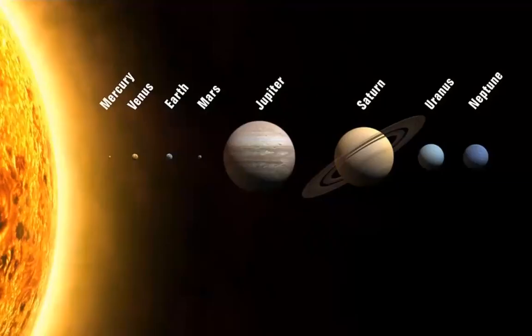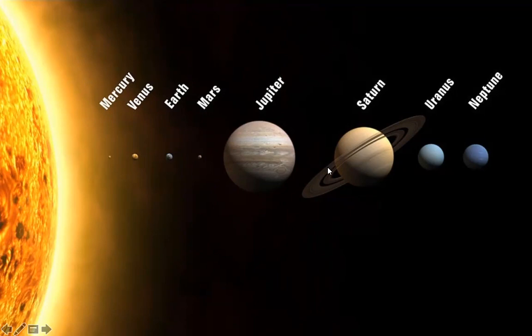In our solar system, astronomers recognize two kinds of planets. Terrestrial, or Earth-like planets, are small and solid, and they're close to the sun. Jovian, or Jupiter-like planets, are gas giants, very large and far away from the sun.